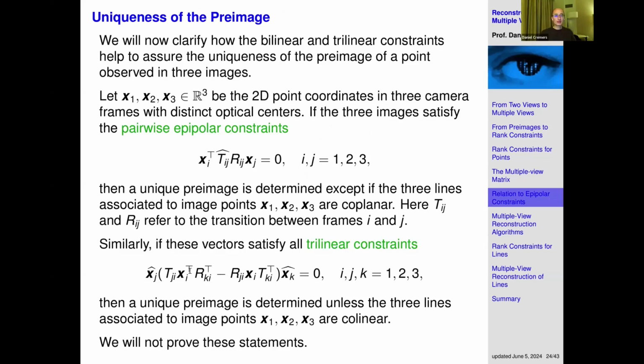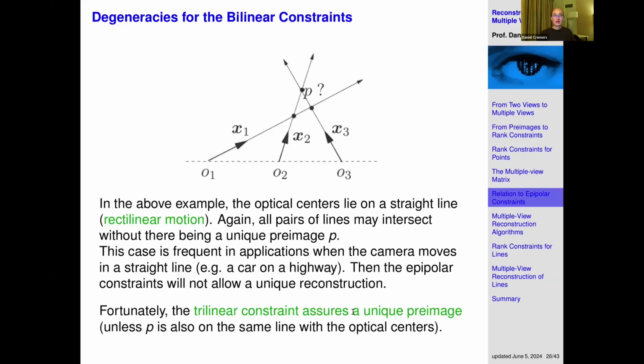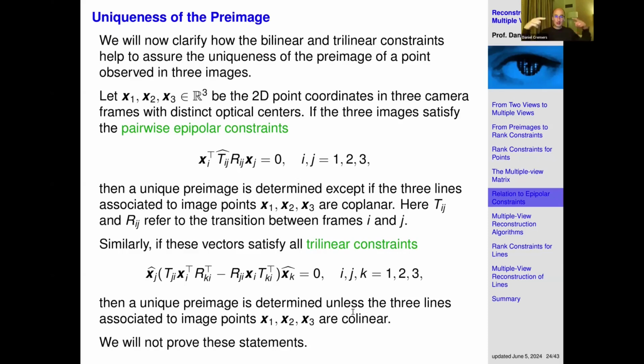So if these 3 vectors satisfy all trilinear constraints of this form, then a unique pre-image is determined, also in the case above. In this kind of pathological case, it is determined unless the 3 lines associated to image points x1, x2, and x3 are collinear. So not coplanar, but actually collinear. Just to say, collinear means they're along the same line. This is a very rare case.